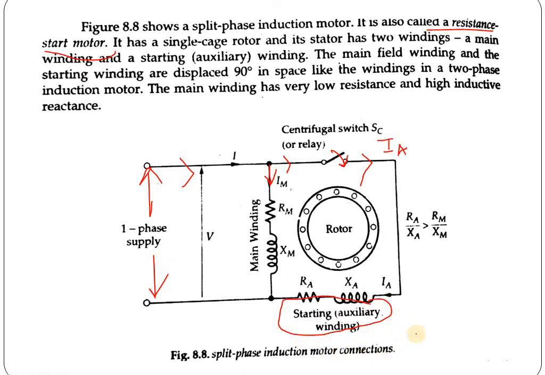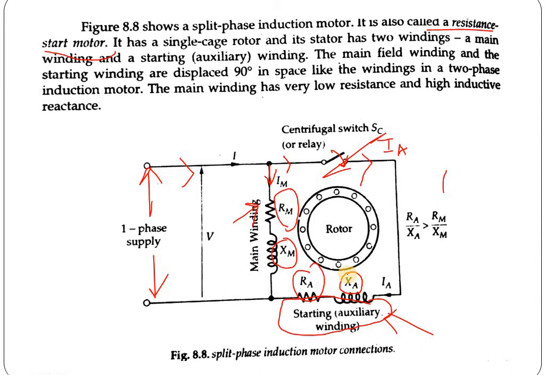Here in a single phase induction motor, two windings are present, the main winding and the starting winding. This is the main winding, this one, and this is the auxiliary winding. In the main winding, some resistance and some inductance is present. Main winding resistance is Rm and main winding reactance is Xm. And auxiliary winding resistance is Ra and auxiliary winding reactance is Xa.